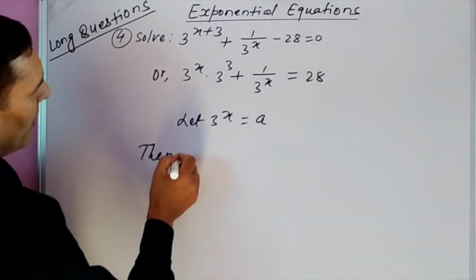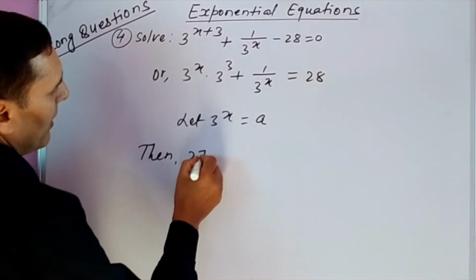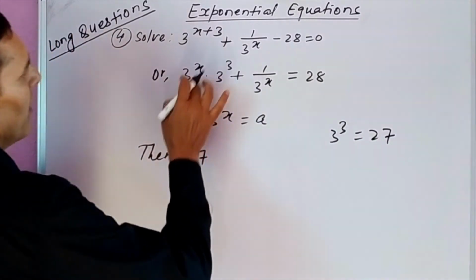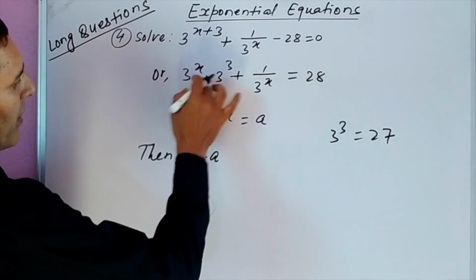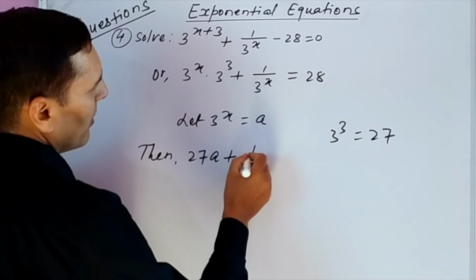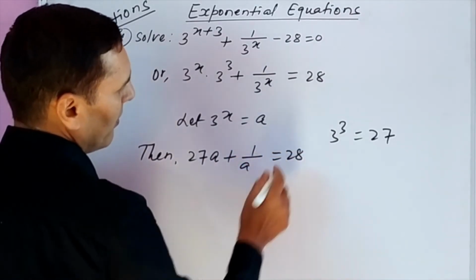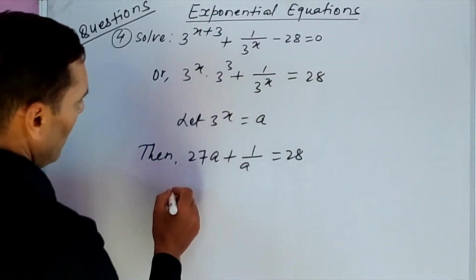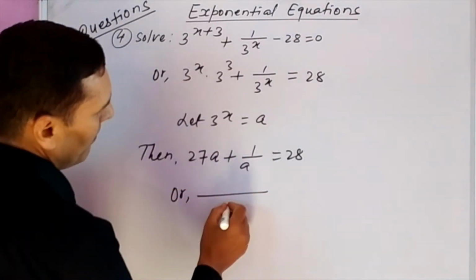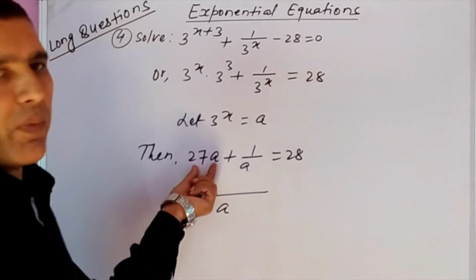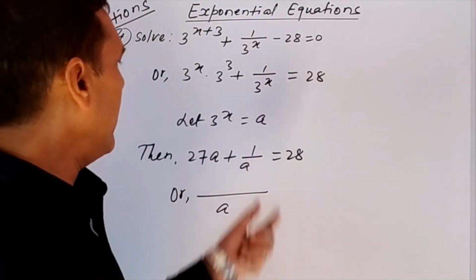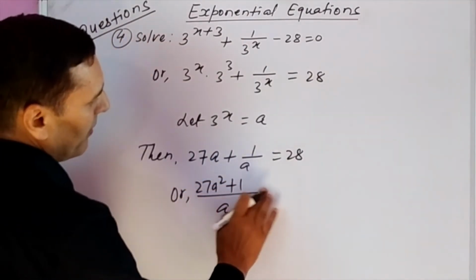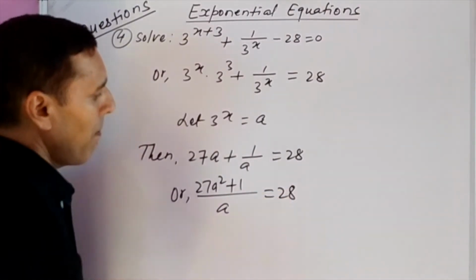Then our equation becomes, this is 27, 3 cube is equal to 27. And 3 to the power x is equal to a. So altogether this is 27a plus 1 upon a is equal to 28. So first we take the LCM on the left hand side. What is the LCM? It is a, because the denominator of the first term is 1. LCM of 1 and a is a only. It is 27a square plus 1 upon a is equal to 28.